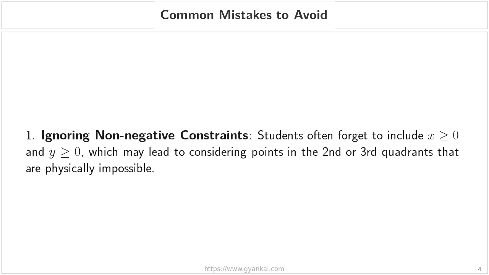First, watch out for ignoring non-negative constraints. It is very easy to get caught up in the algebra and forget that x is greater than or equal to 0, and y is greater than or equal to 0. In real-world problems, like our production example, you can't produce a negative number of chairs. If you forget these constraints, you might accidentally consider points in the second or third quadrants, which are physically impossible and will lead you to an incorrect solution.